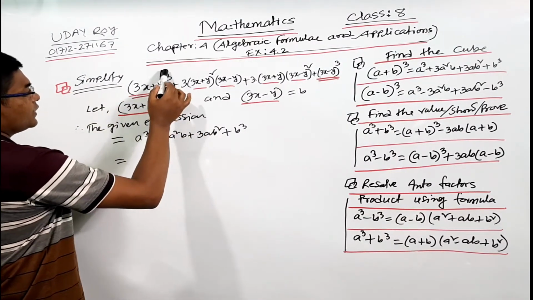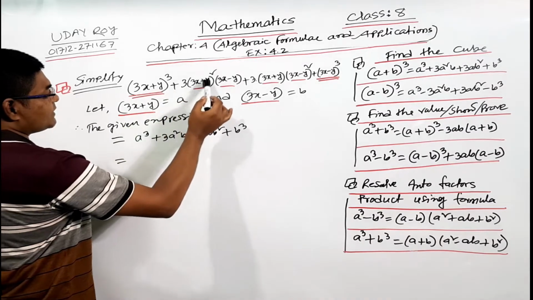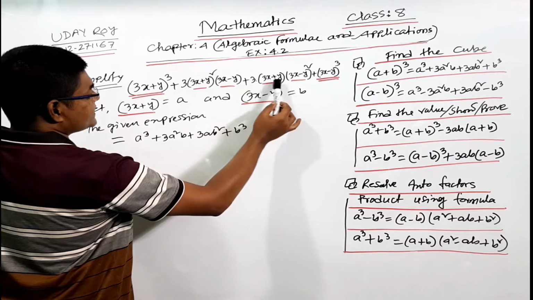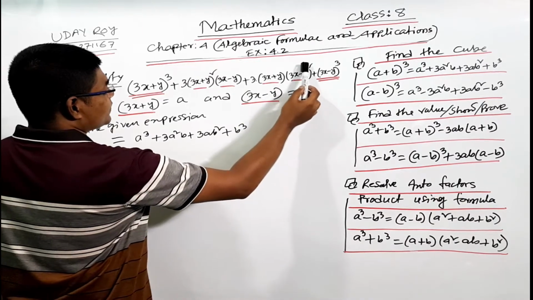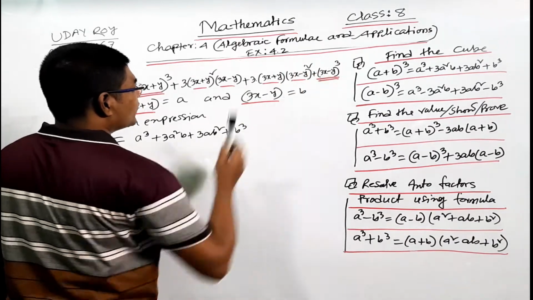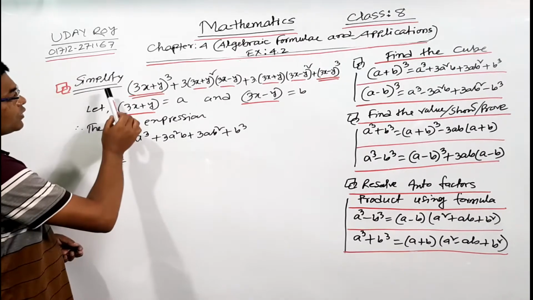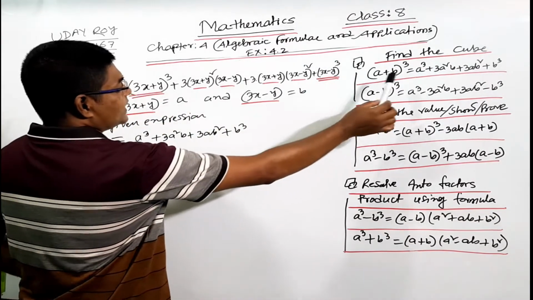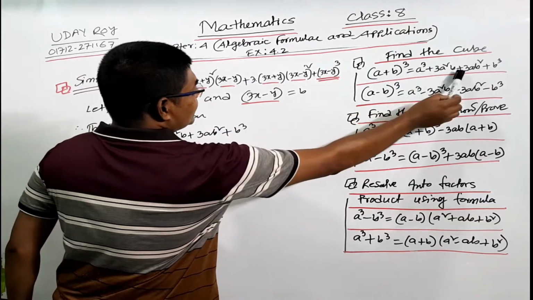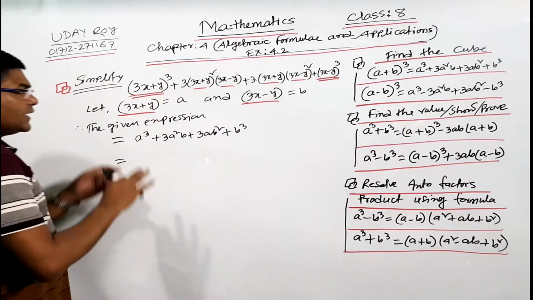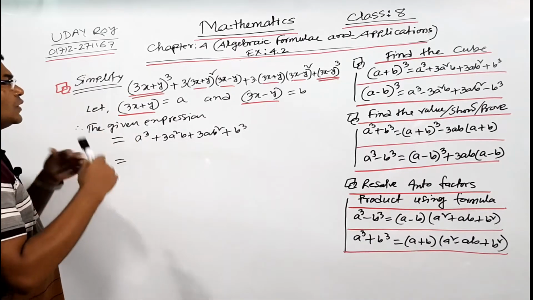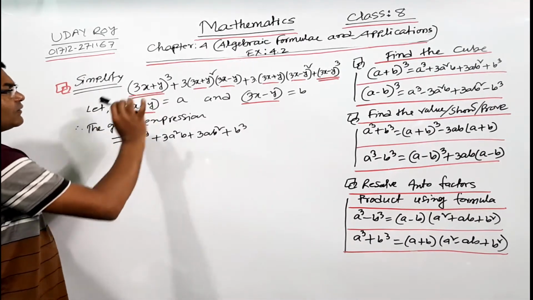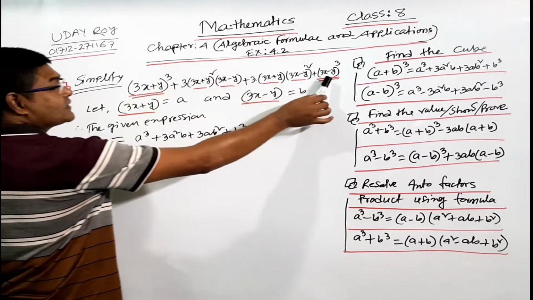3x plus y whole cube plus 3 into 3x plus y whole square, 3x minus y plus 3 into 3x plus y, 3x minus y whole square plus 3x minus y whole cube. If we compare this maths with this maths, we can say a cube plus 3a square b, 3ab square plus b cube. Here is big term, so try to convert into small. So target first cube and last cube.